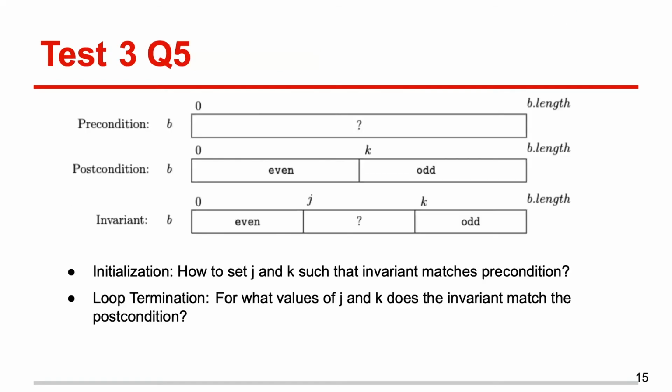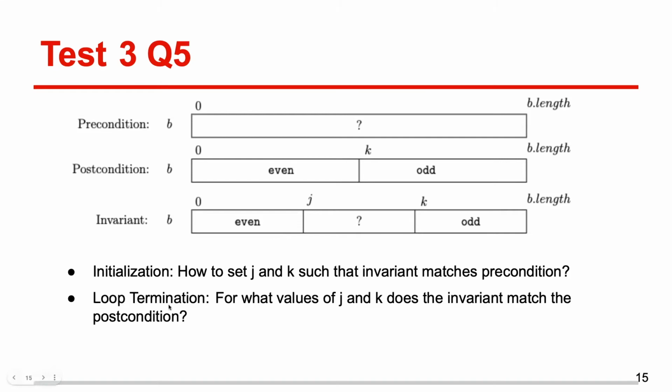As for how to approach this, at least for initialization, take this example question from test 3. You're given the precondition and the postcondition as well as the invariant. The idea is, how can we set J and K, which are the index variables for our invariant, so that we can match this invariant with the precondition? The answer here is that this question mark section should fill up the entire array at first. So initially J should be at 0 and K should be at b.length.